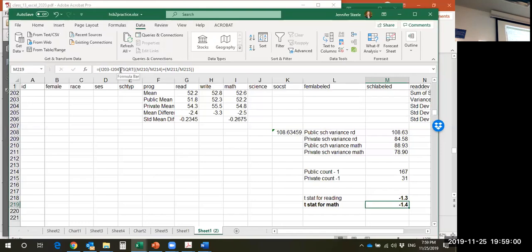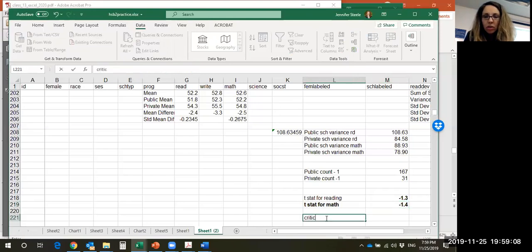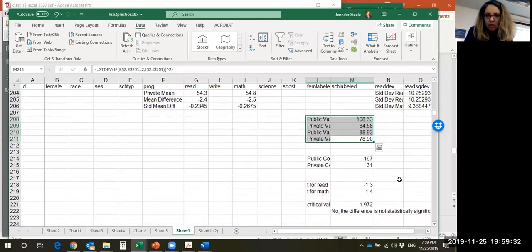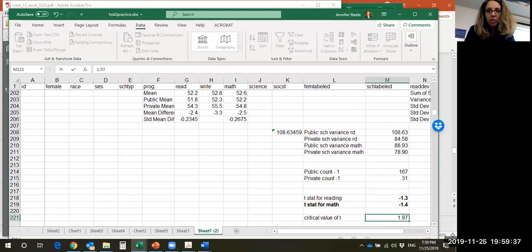So I've got two t statistics, negative 1.3, negative 1.4. In order to reach, I'm going to type here critical value of t, which for a sample size of 200 people, or degrees of freedom 196, would be like 1.96 or something like that. Let me see. I did look up the critical value, 1.972. It's a little bit higher, 1.972.